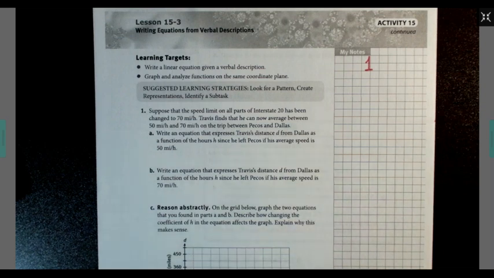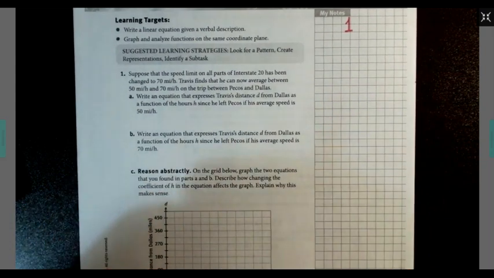Lesson 15-3 is about writing equations from verbal descriptions. In this lesson, there is only one section, just question number one, which is about six questions in itself. So let's go ahead and take a look.